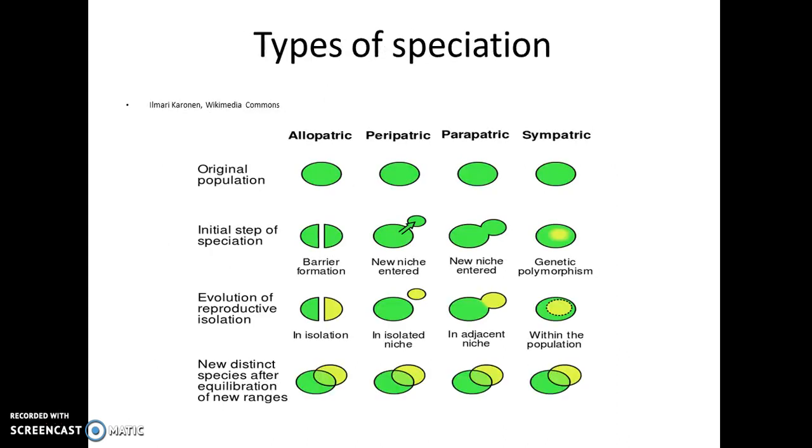So here are some types of speciation. We're going to refocus today on allopatric and sympatric, right here and right here. So don't focus on the other ones. Go to college and take evolutionary biology and you'll be taught the peripatric and the parapatric.